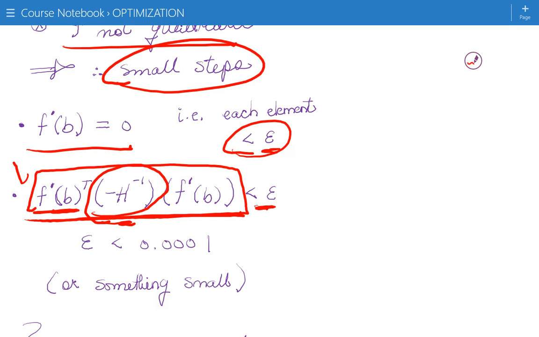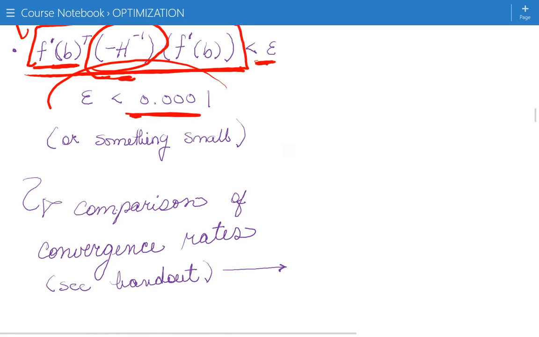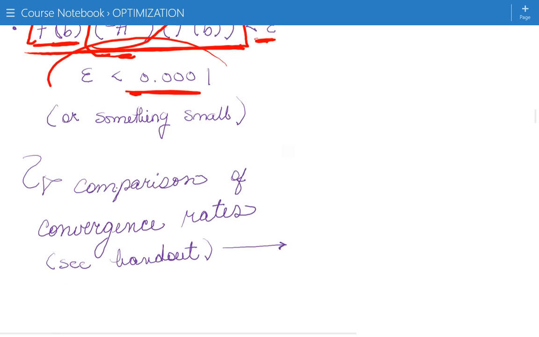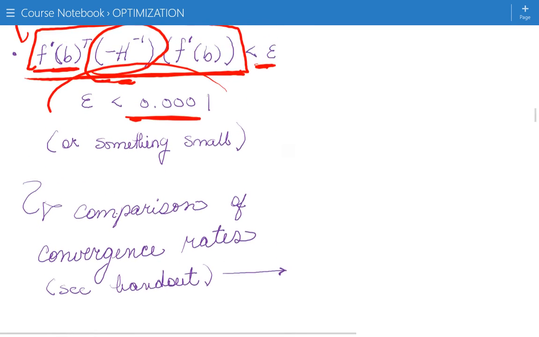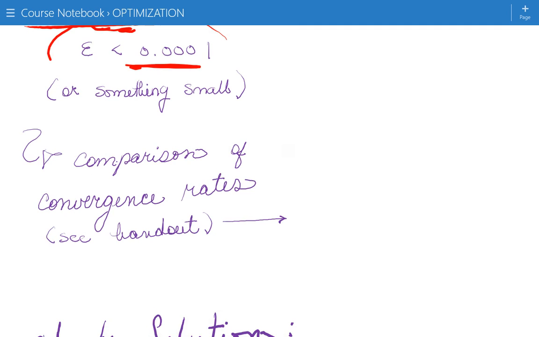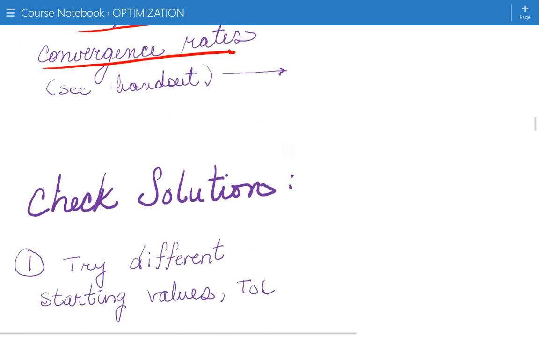And Stata will allow you to set this tolerance level. You can set it at some reasonable value, say for example 0.0001. It's reasonable, but you can set it at different levels. And I will talk later at some point about how to actually investigate these convergence rates. But for the moment, we'll go by that.